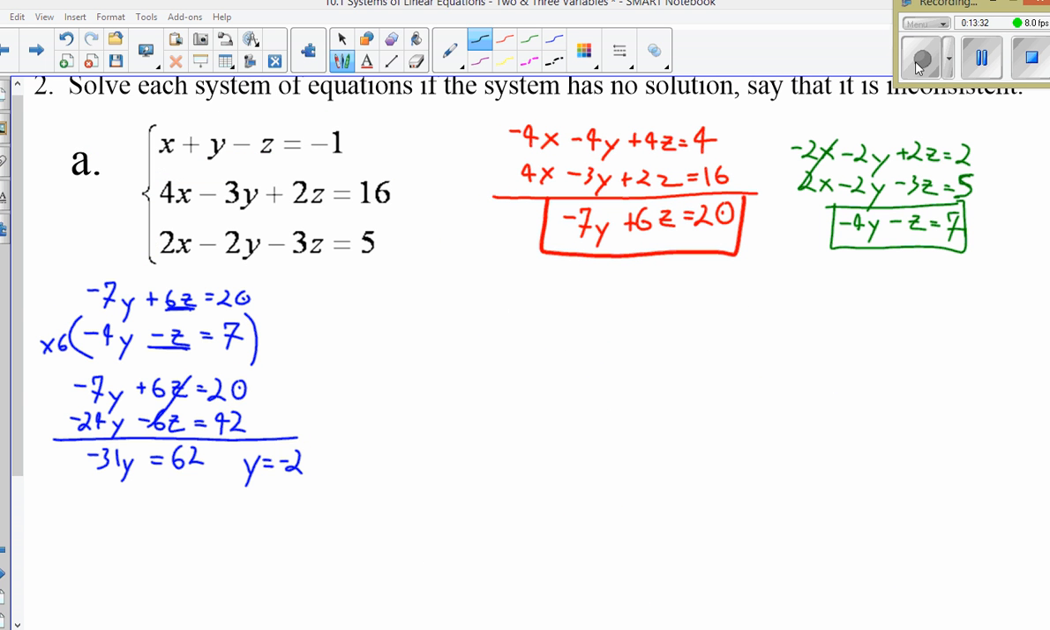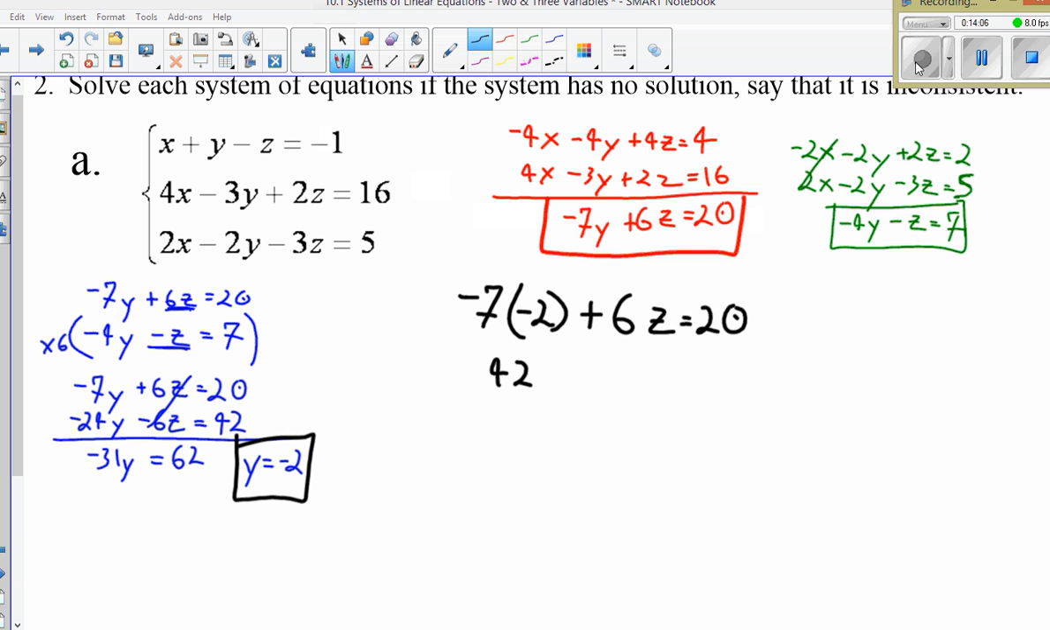So I went ahead and just cleaned this up a little bit here. So now that I have one solution, y equals -2, I can go back into the equations that I had two potential solutions, and I can solve for my other variable. It doesn't matter which one I do, I should get the same solution. So let's go ahead and use this red equation. So I let y equal -2, so I get -7 times -2, just a substitution there, plus 6 times z is equal to 20. I should be able to solve this and get a solution for z.